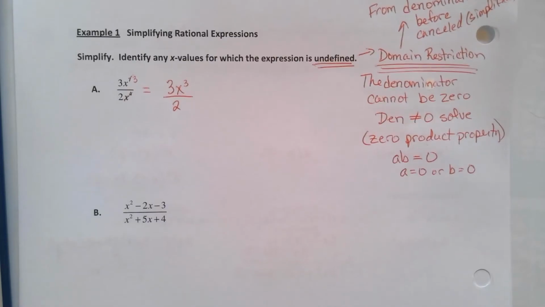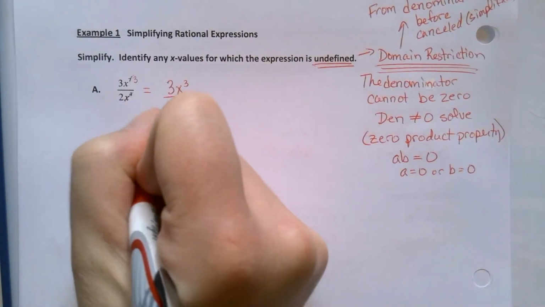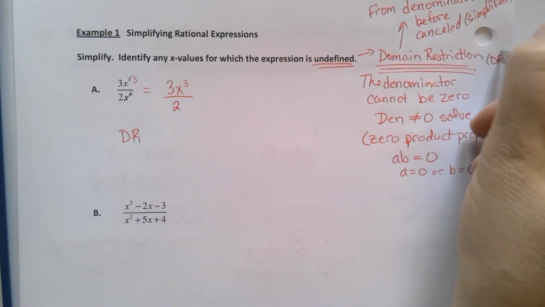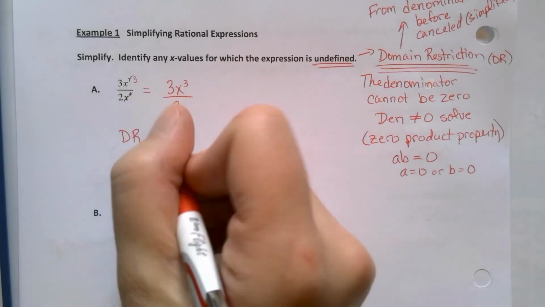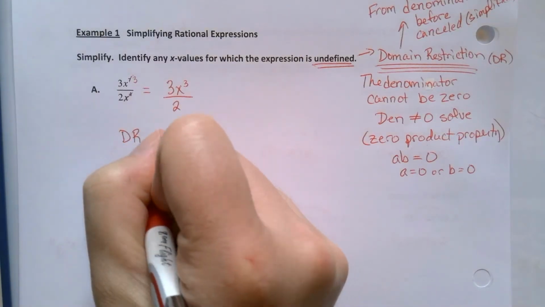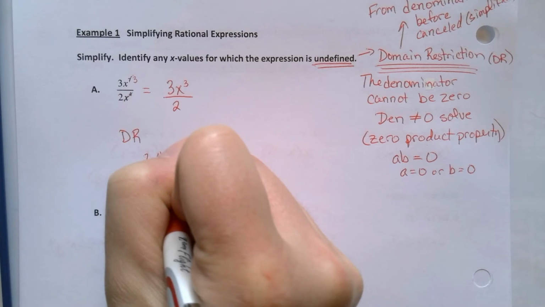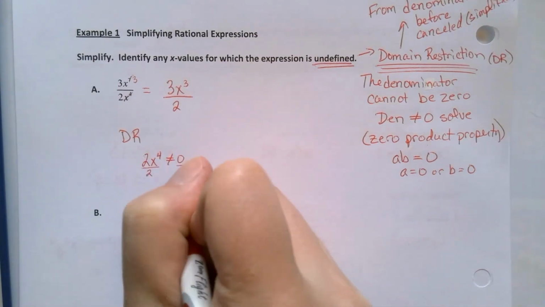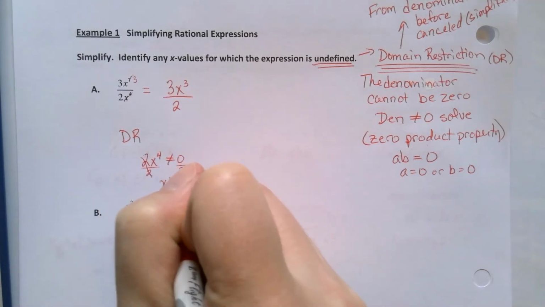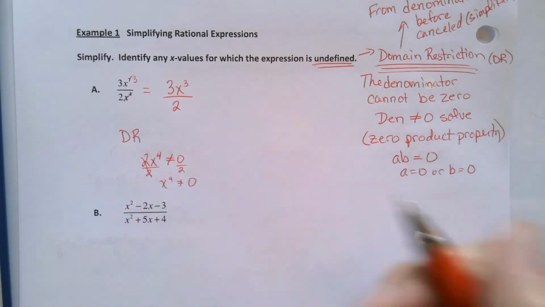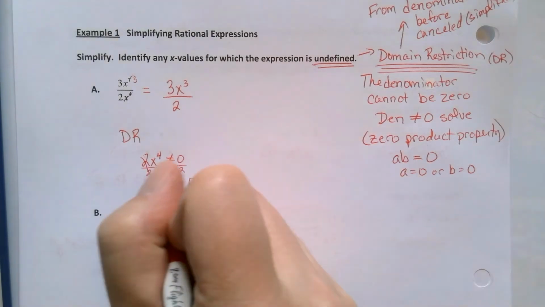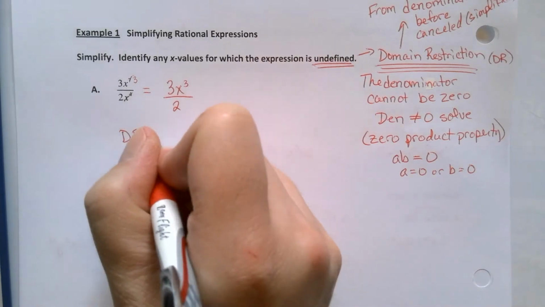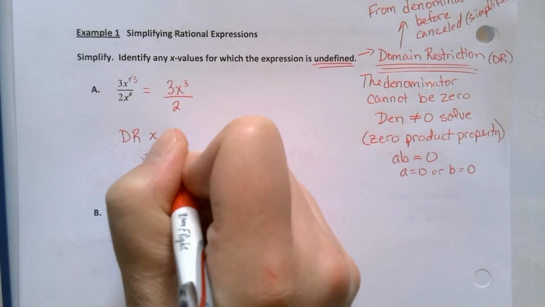So in this problem, my domain restriction, and I use DR to save myself writing it out, comes from the fact that 2x to the 4th, the denominator, cannot equal 0. So I'm just going to solve it like an equation. 2 can't be 0, or divide by 2. So x to the 4th cannot be 0. And most of you would just say, okay, then x can't be 0. We would take the 4th root, and the 4th root of 0 is 0. So in my domain restriction, I am stating that x cannot be 0.